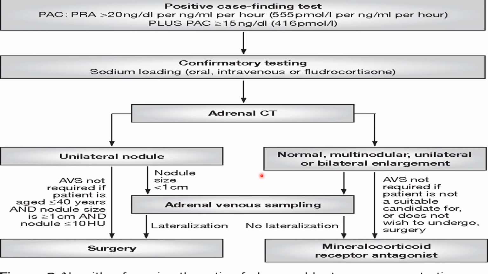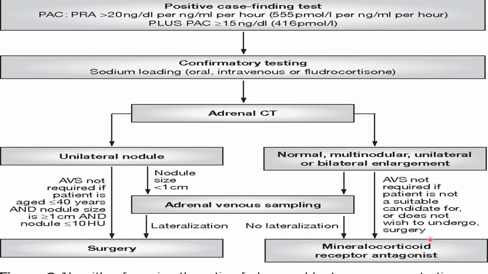So once you have localized the lesion based on adrenal venous sampling, either on the left or right side, you go for laparoscopic adrenalectomy or surgery of that particular site. But if after adrenal venous sampling you are not able to localize the lesion, you need to rely on medical treatment options. The medical treatment option is mineralocorticoid receptor antagonists.